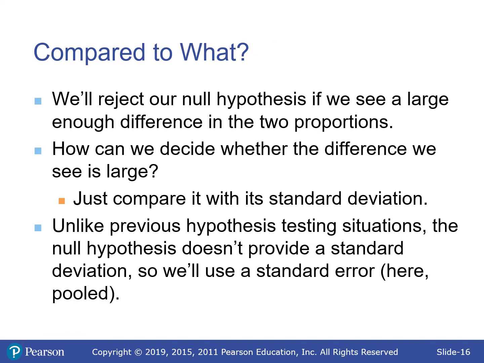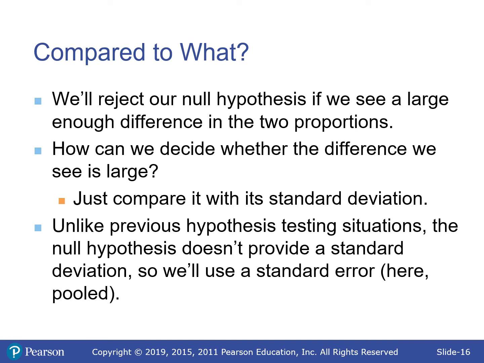So what do we compare it to? So reject the null hypothesis if we see a large enough difference in the two proportions, right? The same as we would normally. How can we decide if it's large? Compare it with the standard deviation, right? If it's more than 2 standard deviations away from the mean, it's typically large. So this is the same stuff we do. We find that z star.